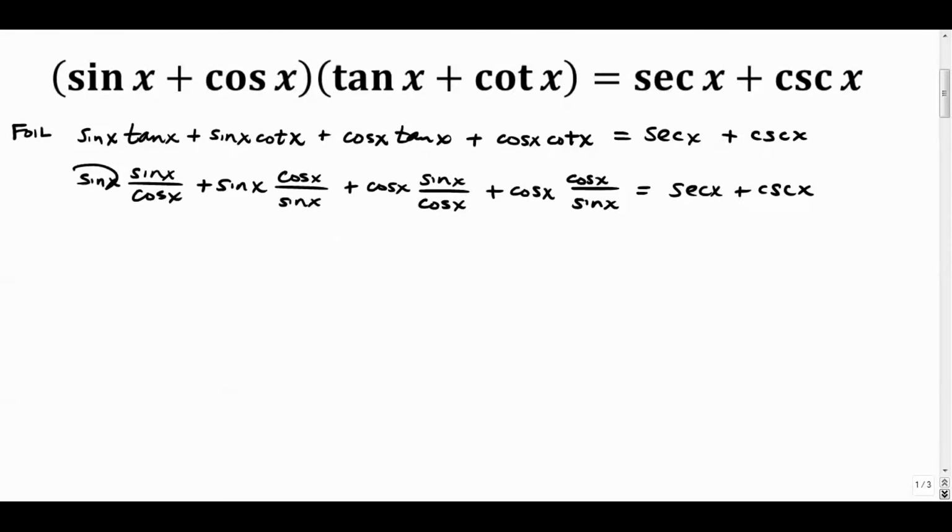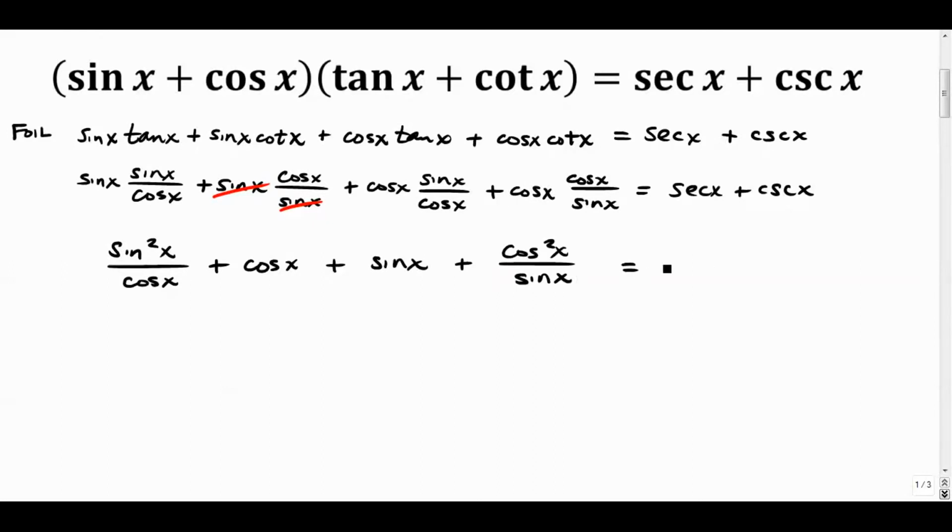A little algebra here. Let's multiply this sine times this sine and this sine times this cosine. Well, those will actually just cancel out. But let's multiply this sine times this sine, and we get sine squared x divided by cosine x. These sines, of course, cancel, leaving us with just cosine x. Here the cosines cancel, so we'll just have sine of x. Here the cosine gets multiplied by the cosine, and we get cosine squared x over sine x.